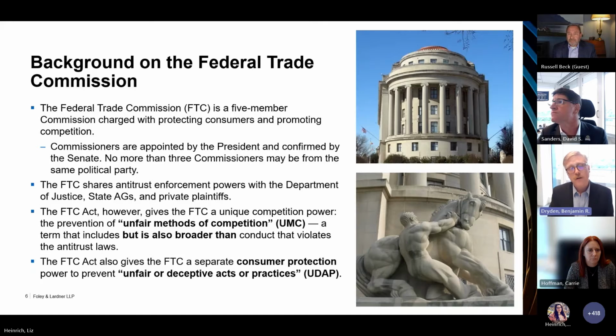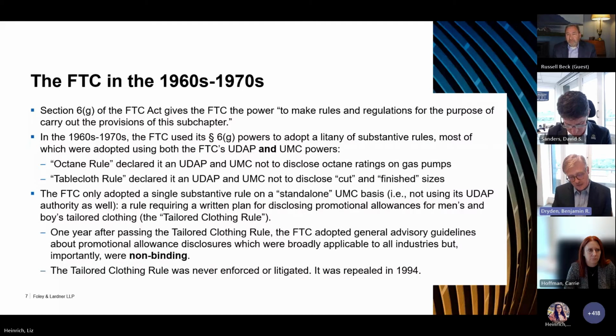Next slide. So the Federal Trade Commission was founded in 1914, and for its first 50 some odd years, it enforced its UMC and its UDAP power on a case-by-case enforcement basis. They would see something out in the marketplace that they thought was a UMC or a UDAP, and they would sue them. Starting in the early 1960s, however, the FTC started to recognize that there's a provision in the FTC Act, Section 6(g), that gives the FTC the power to make rules and regulations for the purpose of carrying out the provisions of the subchapter.